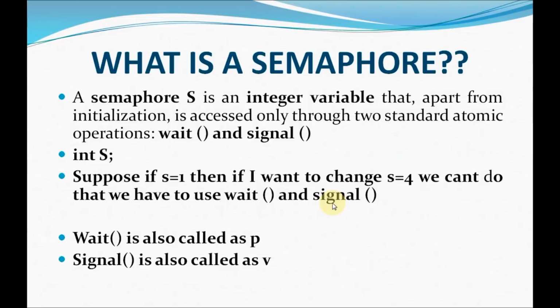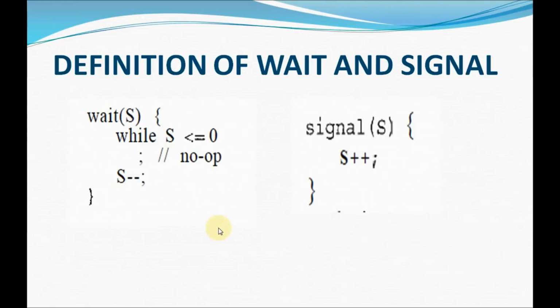After initialization, we can't change the value of that Semaphore directly. If you want to change the value of the Semaphore, you have to use wait and signal instructions. And one more thing: wait is also called P, and signal is also called V, one and the same. Now I will show you how to use wait and signal to alter the contents of the Semaphore.